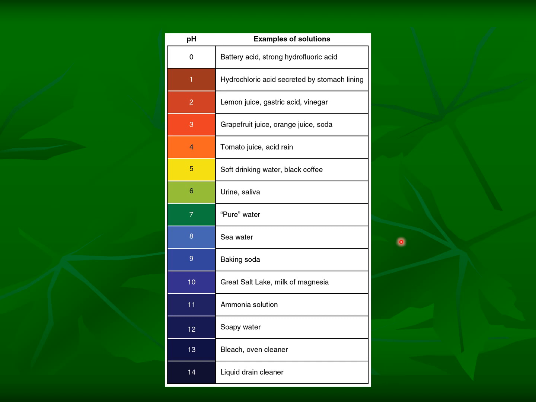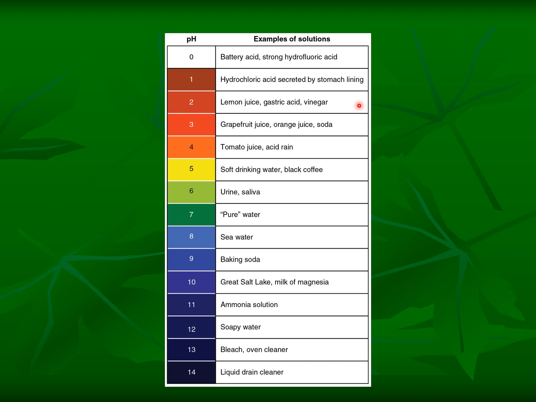Notice some of your common everyday substances. Coffee is pH 5. Some of your juices, look at this. Grapefruit juice, about 3. Some of your sodas are 3. pH 2, your stomach, the gastric juices or the juices in the stomach, it's a pH 2. That is very, very acidic.